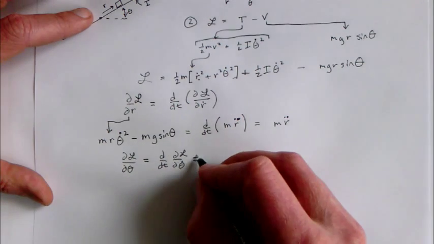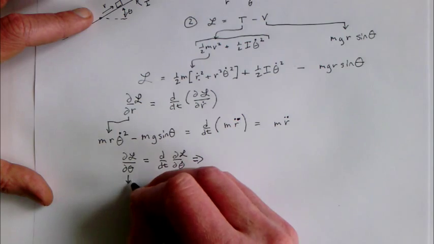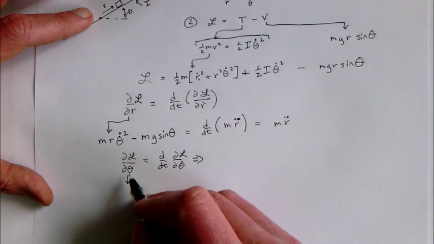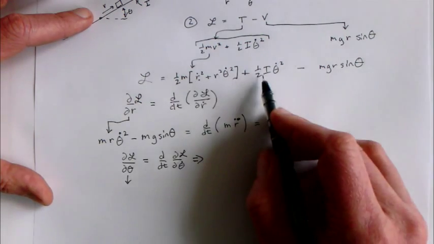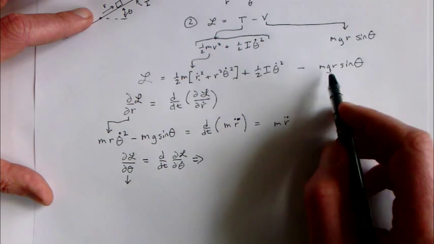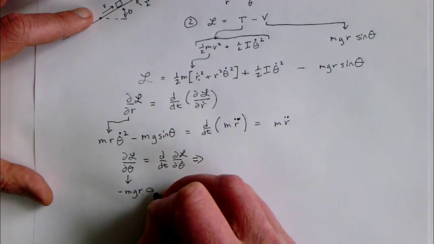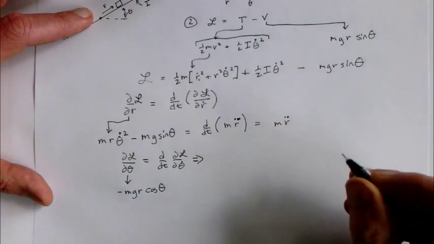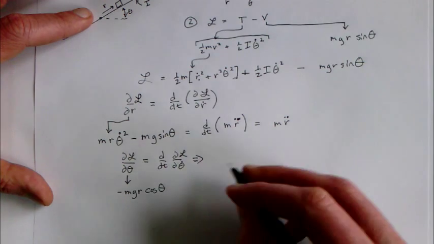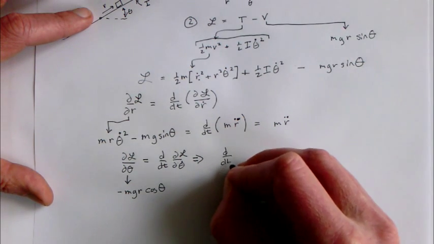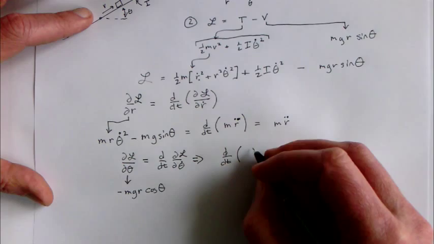So let's see. Left-hand side here gives me the partial with respect to theta. Well, this doesn't depend on theta. This doesn't depend on theta. The only theta here is right there. So the left-hand side, I'm going to get mg times r times cosine of theta, right? Still a negative sign. And on the right-hand side, I need to take the time derivative of the partial Lagrangian with respect to theta dot.